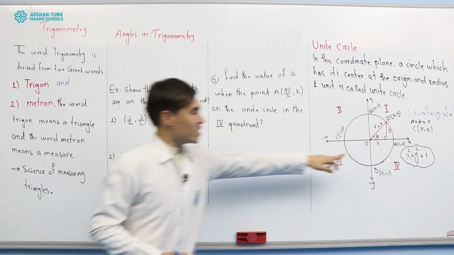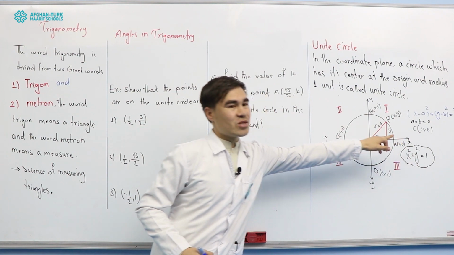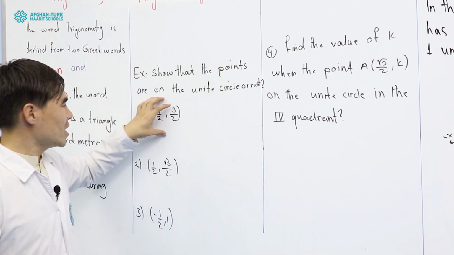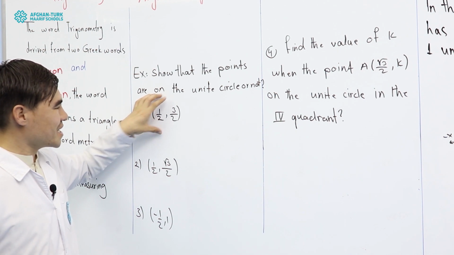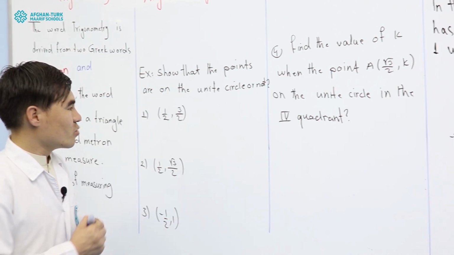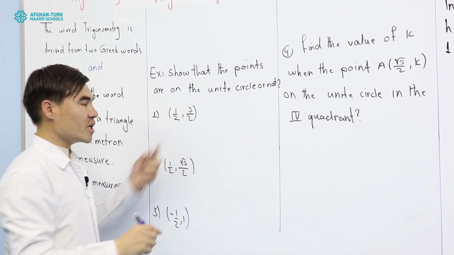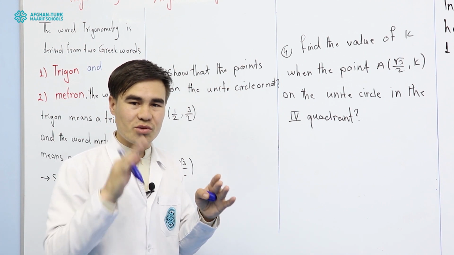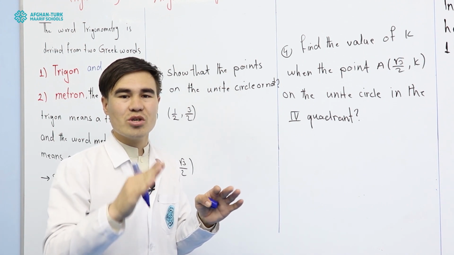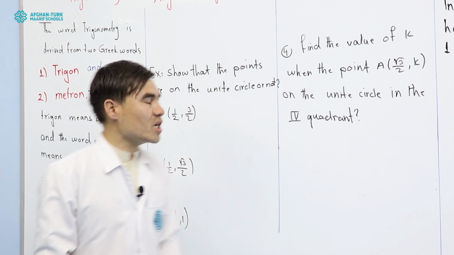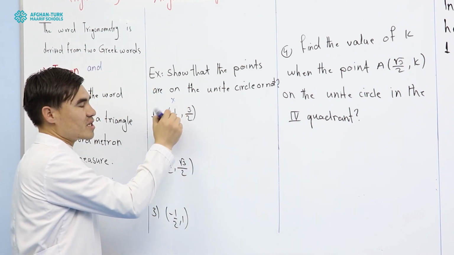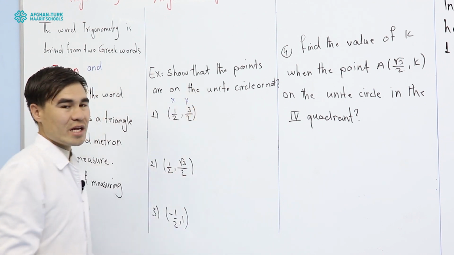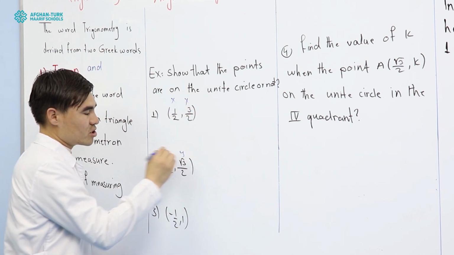By using the formula x squared plus y squared is equal to 1, we will operate on the given points. Every point is shown by 2 coordinates, 2 components in the xy plane. The first component is called x, and the second is called what? Y. This is x and this is also y.